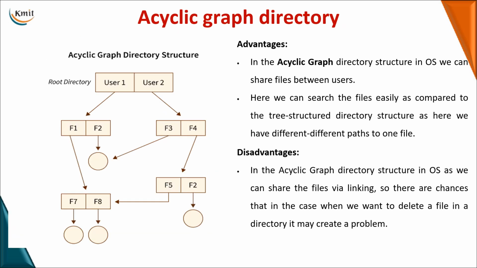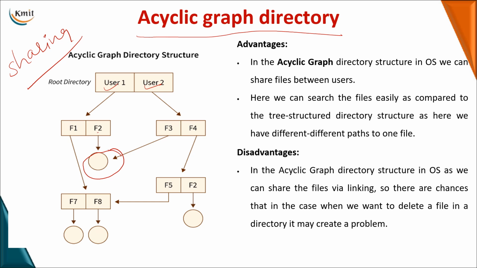Now coming to the next directory structure, the acyclic graph structure. What was the main disadvantage of your tree structure? Sharing was not possible. Whereas using this particular structure, sharing is possible. Now if I look at user 1 and user 2, I want a file to be shared by both users. So F2 is a folder created by user 1 and F3 is a folder created by user 3, and both of them are trying to access the same file.